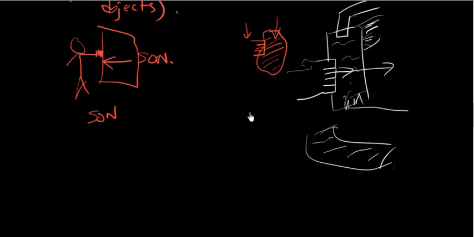So that's Newton's third law. The paper pushes back on you as much as you are able to hit it, and the other way around. You're only able to hit it as hard as it pushes back on you. That's also the way that rockets work.